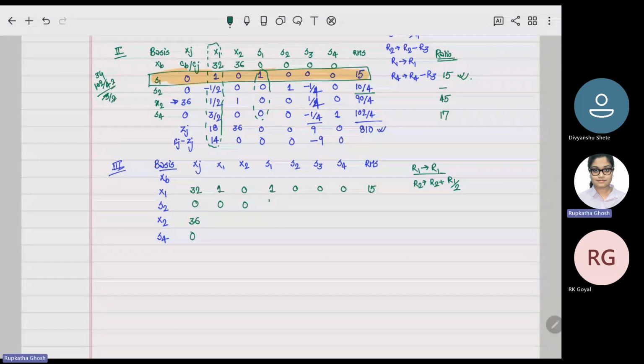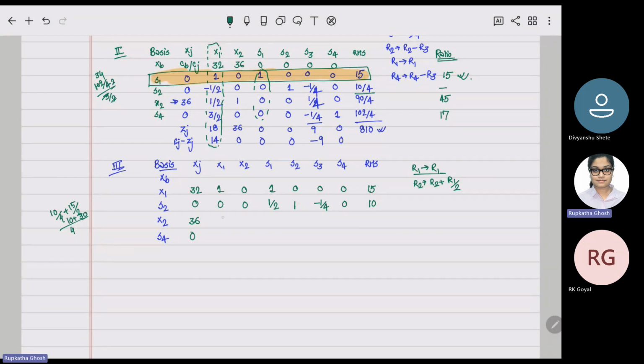This would be 0 plus half, half, 1 minus 1 by 4, 0. And this would be 10 by 4 plus 15 by 2. So that is 40 by 4, 10, right? Okay.